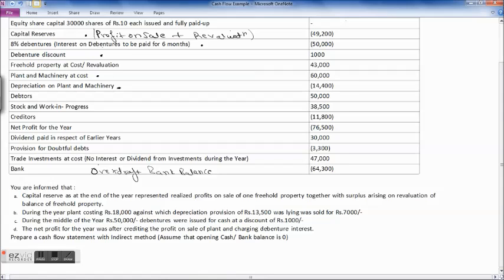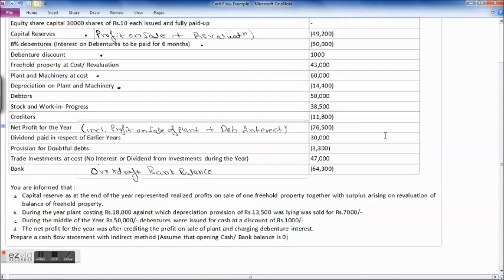That is why the interest on debentures is paid only for 6 months, since the debentures are issued in the middle of the year, and 1,000 was the discount which was given on the debentures. The net profit for the year was crediting the profit on sale of plant and charging debenture interest. So the net profit which has been calculated includes your profit on sale of plant, plus it also includes a debenture interest.